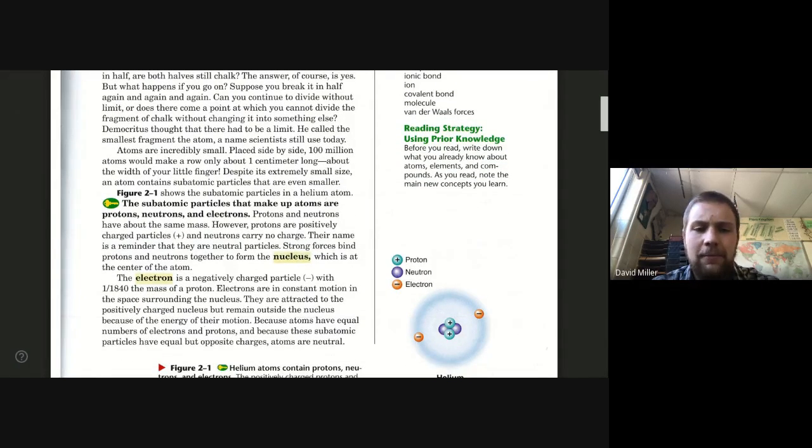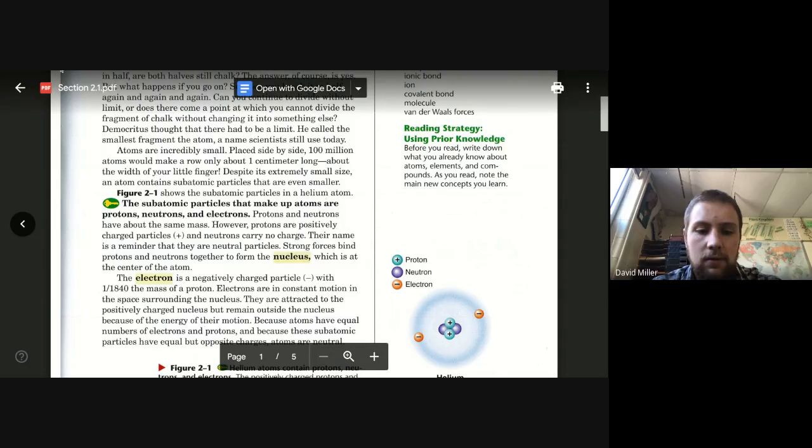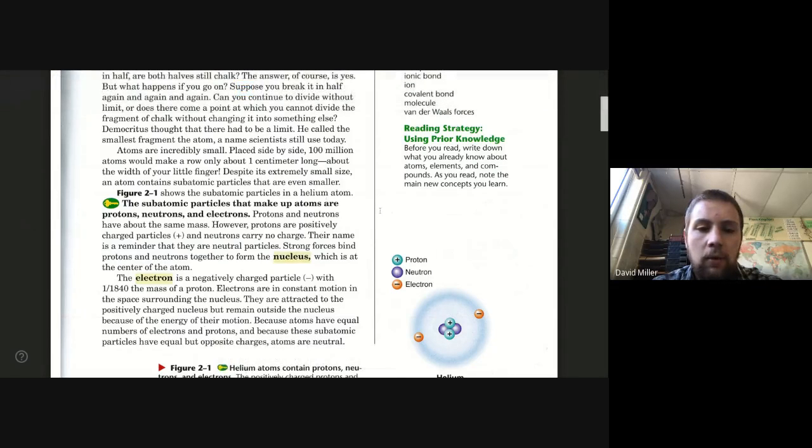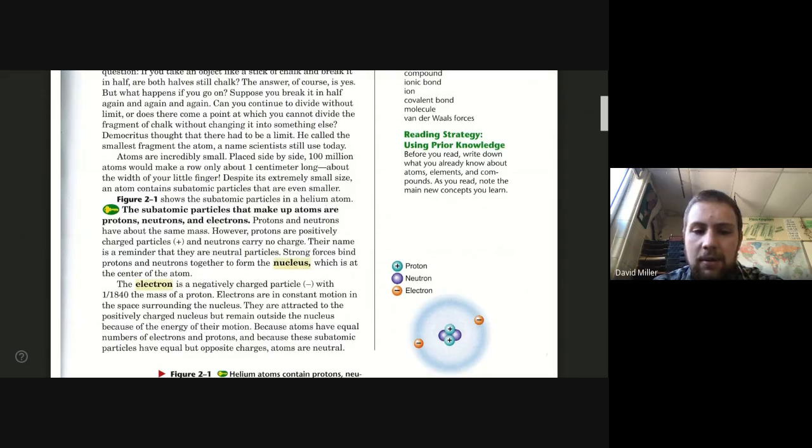Atoms are incredibly small. Placed side by side, 100 million atoms would make a row only about 1 centimeter long, about the width of your little finger. Despite its extremely small size, an atom contains subatomic particles that are even smaller. Figure 2.1 shows the subatomic particles in a helium atom. The subatomic particles that make up atoms are protons, neutrons, and electrons.